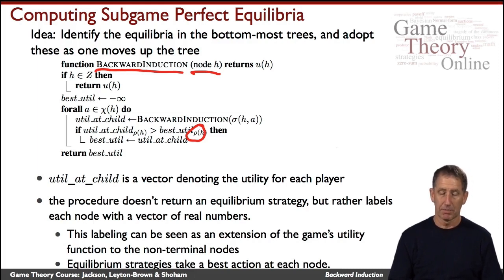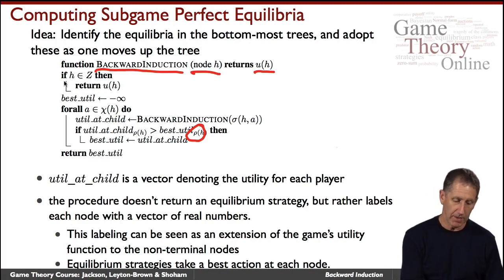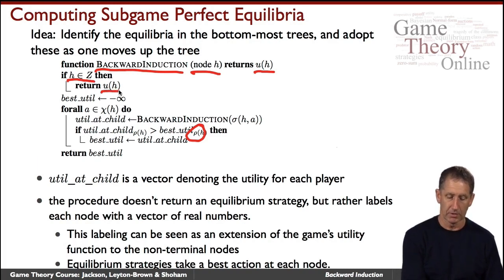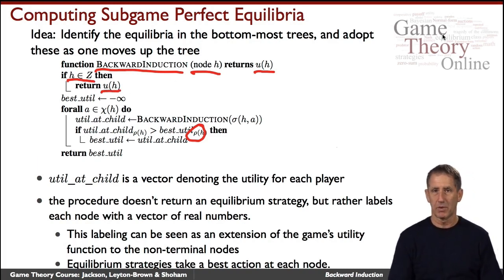And when the procedure returns, it'll give us those payoffs to all of the agents associated with that node. So how did that work? Again, remembering our intuition, we say the following. If H is a leaf node, Z is a set of leaf nodes, then we simply return the payoff vector as defined by the game. That's where the recursion bottoms out.